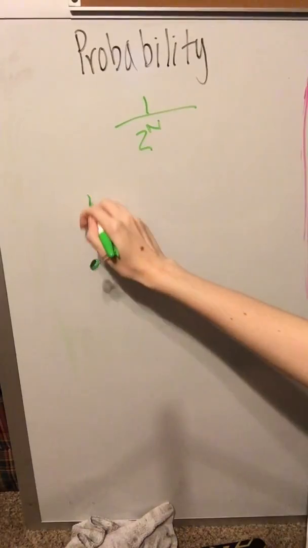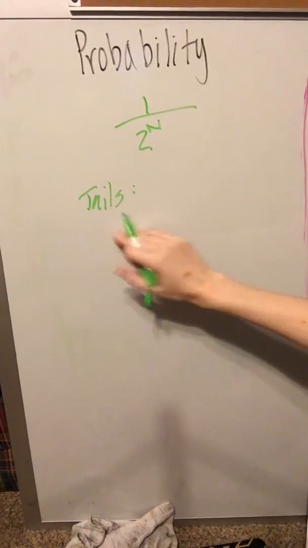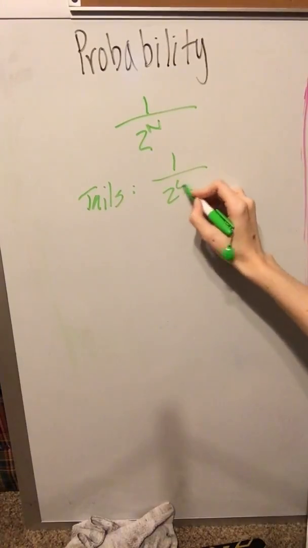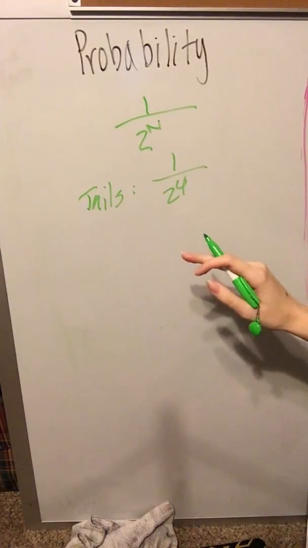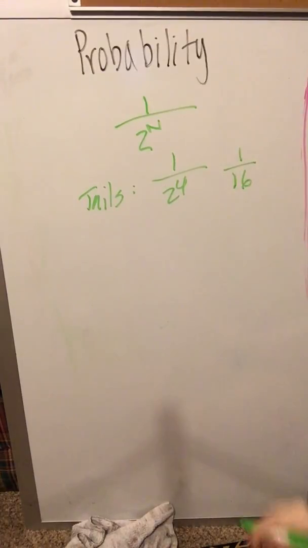So say it asks you if you flip a coin 4 times, what's the likelihood it's going to be tails? So you do 1 over 2 to the 4th. 2 to the 4th is the same as 4 squared, so that's 1 over 16.